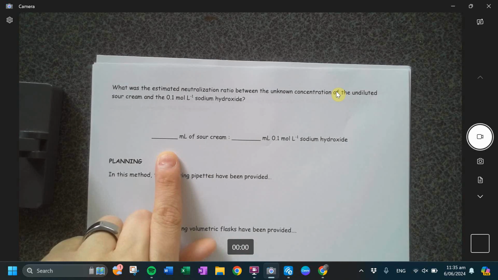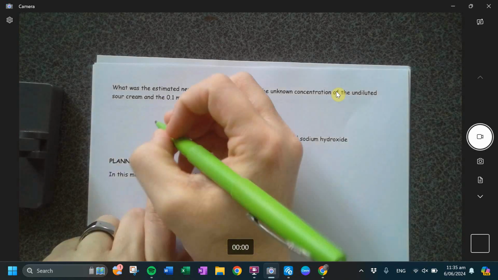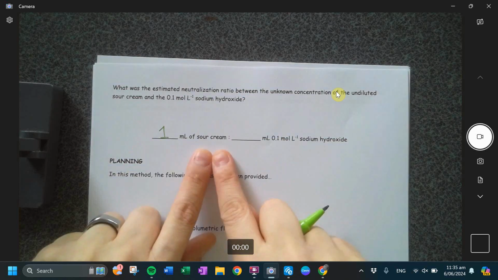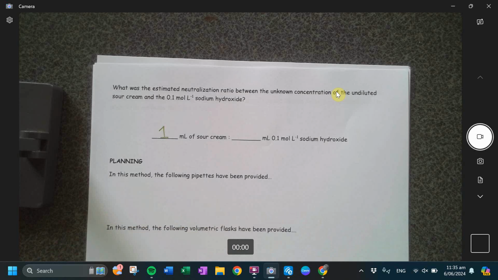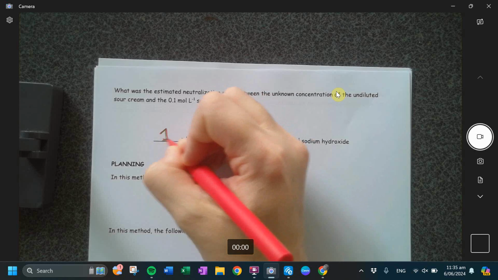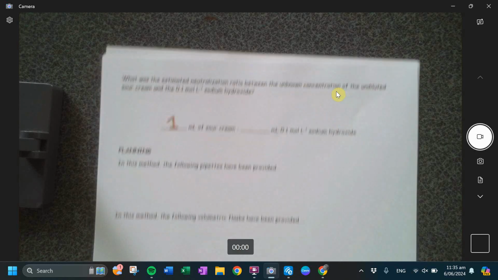I'm going to do this example for you guys, so use my numbers. So we have taken 1 mil of the sour cream, and in fact, I should start using the color codes for the assessment so you know what the Achieved, Merit, and Excellence are. So let's start doing that. All right, red is for the Achieved. So everybody needs to be able to do this in order to get the Achieved.